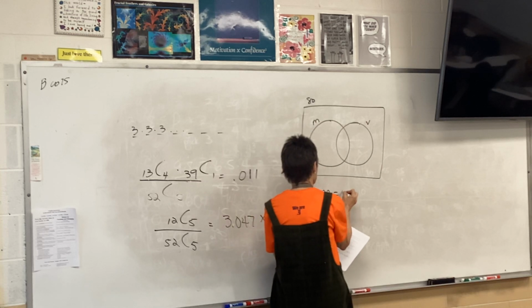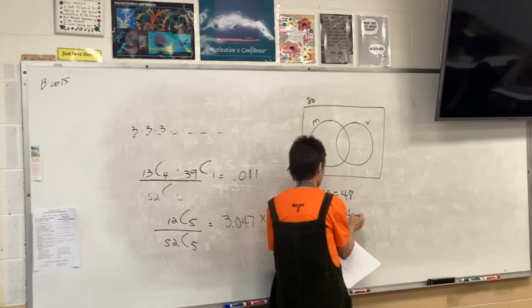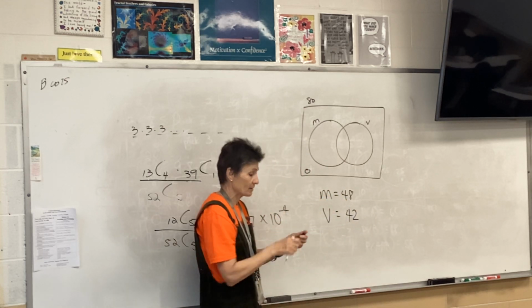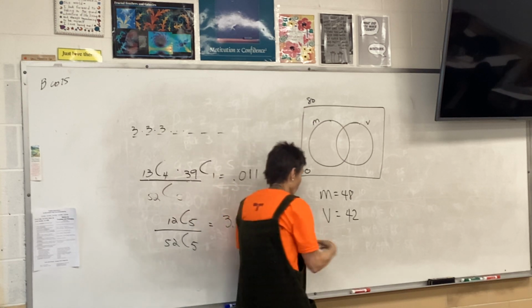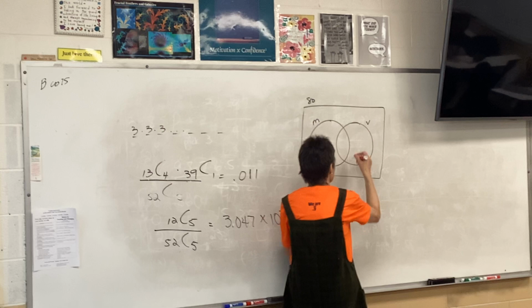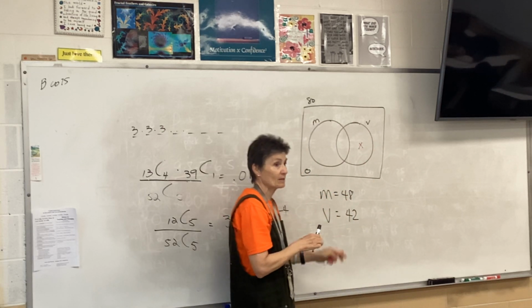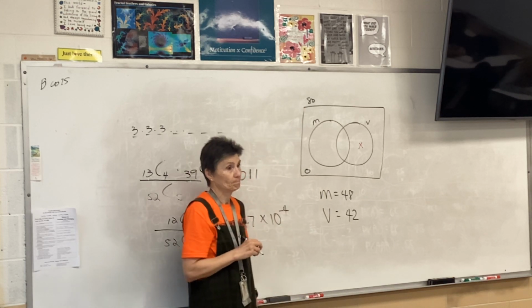48 love matrices. 42 love vectors. And we want to know how many like only vectors. So basically what we're saying is we want to figure out this number right here. Would you agree with me? Those are the only vector people. So how do we go about that?